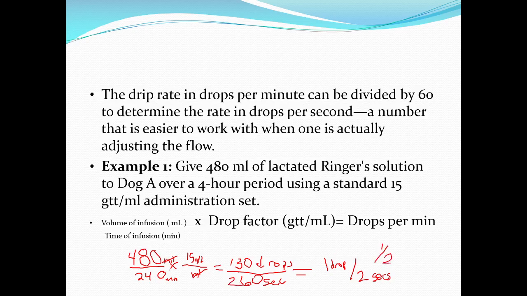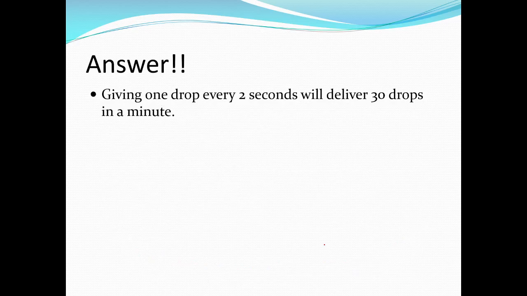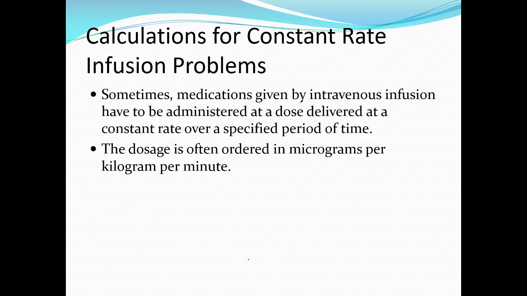So you may have gotten the answer. If you do 30 divided by 60, you're going to get the answer 0.5. Convert it to a fraction. So you see the 1 drop every 2 seconds. I do want you to do that because I can't count half a drop. Okay? So now we go to something a little bit more difficult.